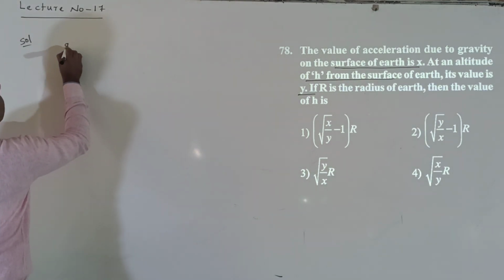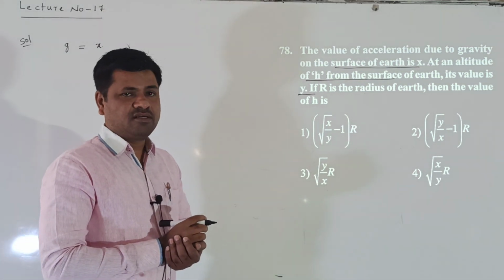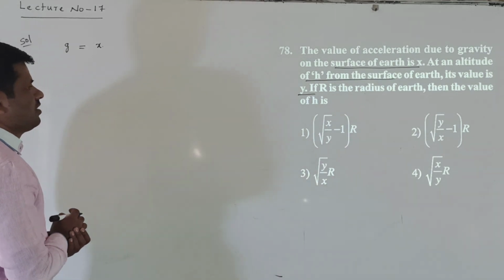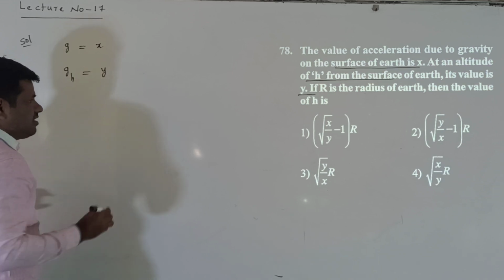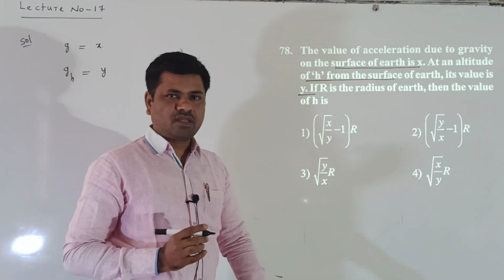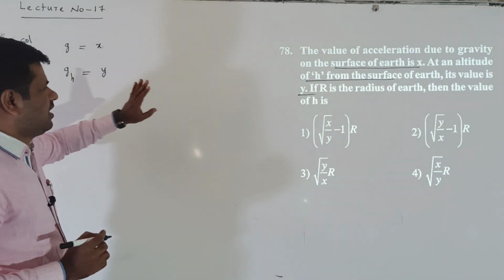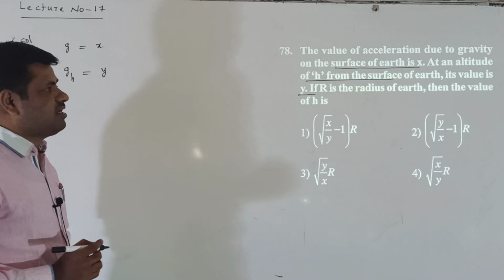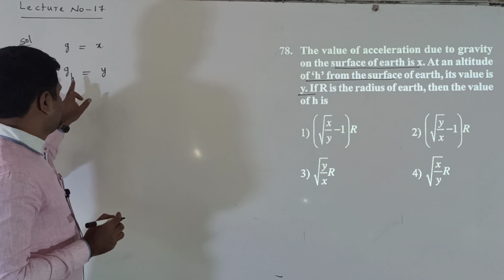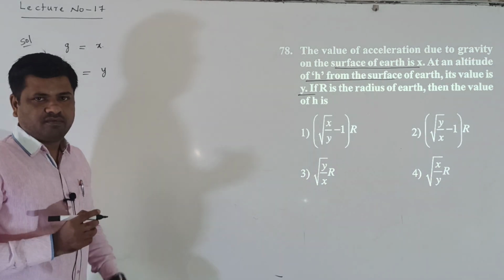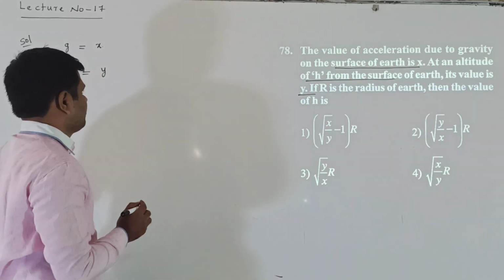On the surface of the earth, the g value is given, that is x. At the altitude h, at the altitude h means at the height, the value is given, that is y. Clear it is. At the surface x, at the height y is given. Gh is equal to y. Means at the height h, the acceleration due to gravity value is also given, that is y.